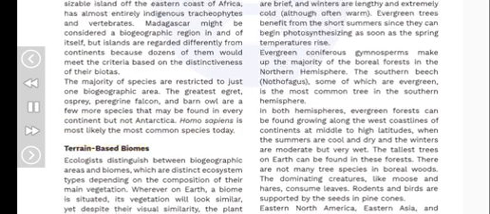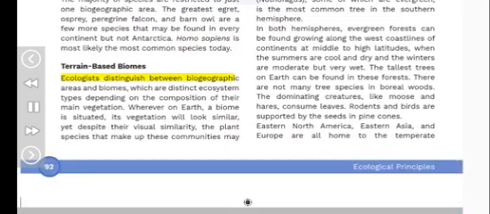Terrain-based biomes. Ecologists distinguish between biogeographic areas and biomes, which are distinct ecosystem types depending on the composition of their main vegetation. Wherever on Earth a biome is situated, its vegetation will look similar. Despite their visual similarity, the plant species that make up these communities may not be closely linked in terms of evolution.